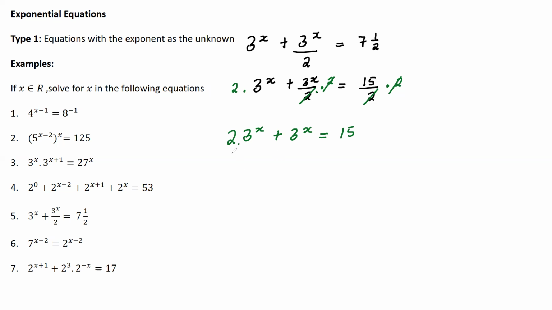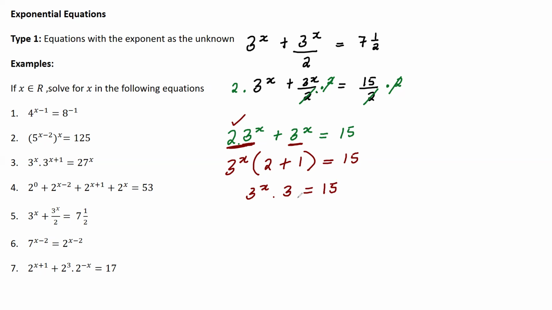So then now you've got 2 times 3 to the power x plus 3 to the power x is equal to 15. Okay. What can I do? Well, what's common is 3 to the power x. Take it out. I've taken out the 3 to the power x from here, I remain with the 2. Take out the 3 to the power x here, it remains with 1, which is equal to 15. Then now I've got 3 to the power of x times 3 is equal to 15.